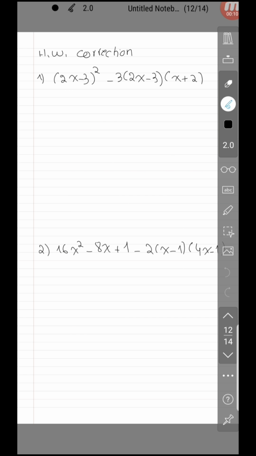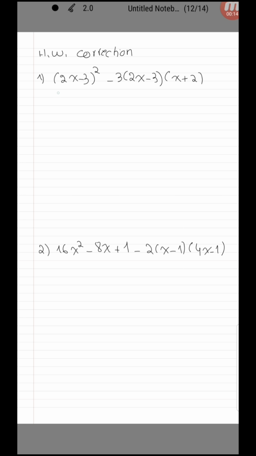2x minus 3 squared minus 3 times (2x minus 3x plus 2). So as I can see, 2x minus 3 is a common factor. So I take it as a common factor and I open brackets. Now 2x minus 3 squared divided by 2x minus 3 is 2x minus 3, minus 3. 2x minus 3 and 2x minus 3 they cancel, x plus 2.